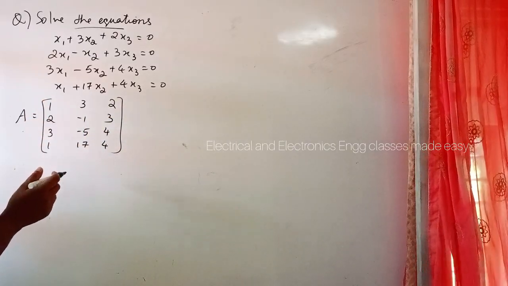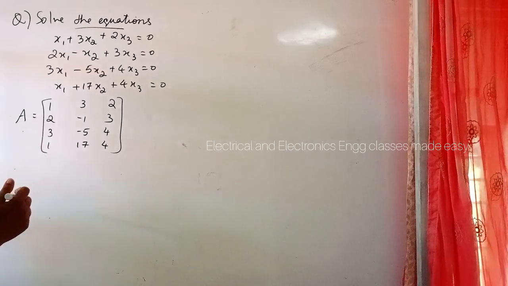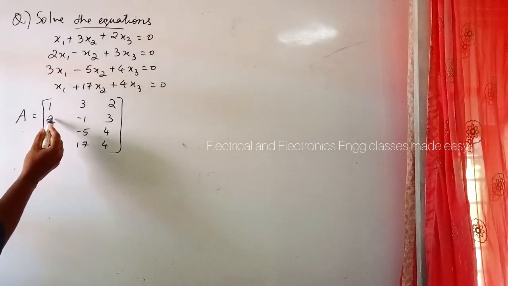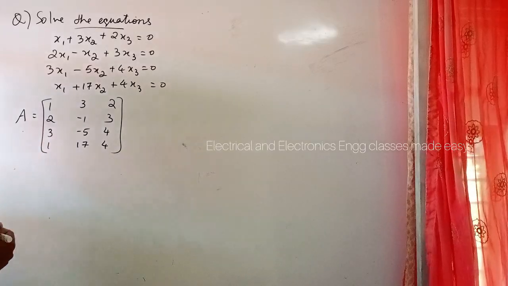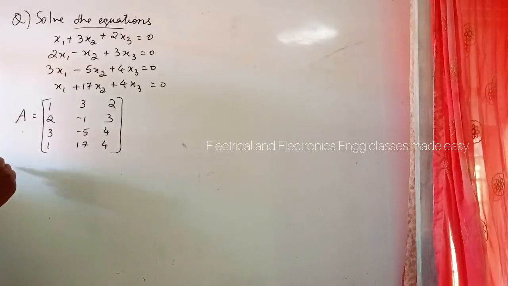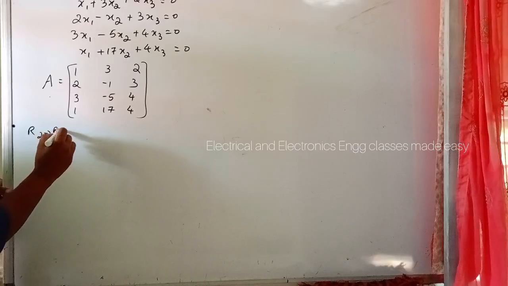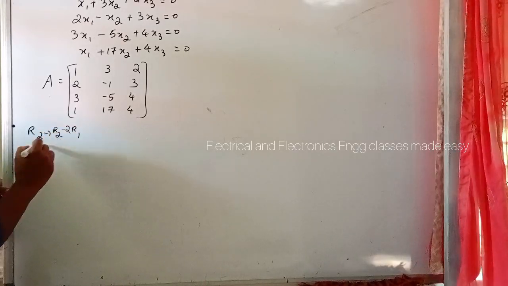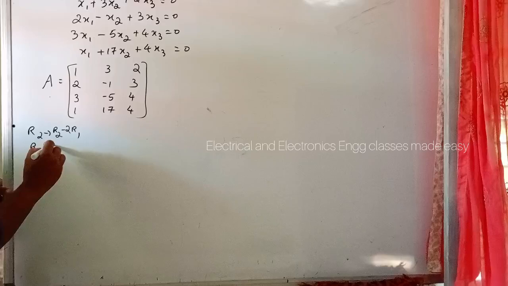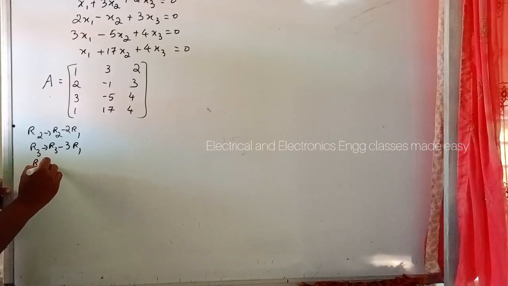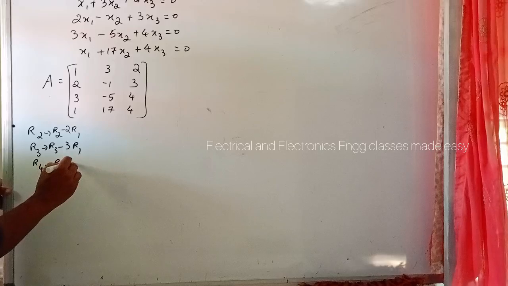Now we have to find the rank of this matrix. So for that, let us make these elements 0. That is, let us do the operations. R2 implies R2 minus 2 times R1. Then R3 implies R3 minus 3 times R1. R4 implies R4 minus R1.